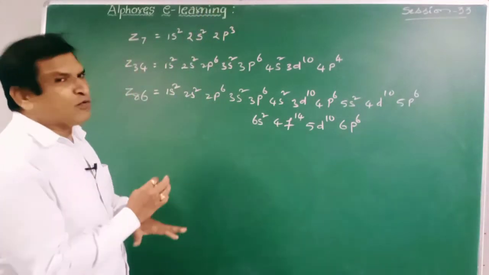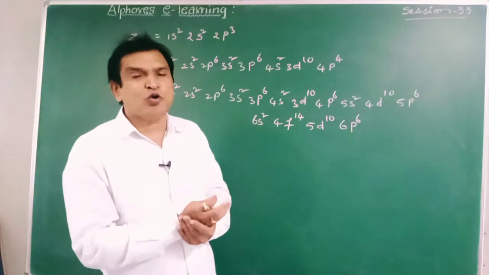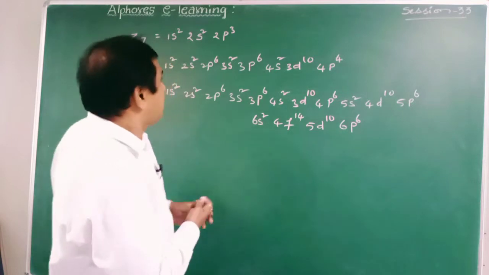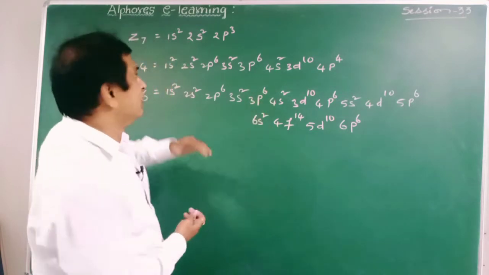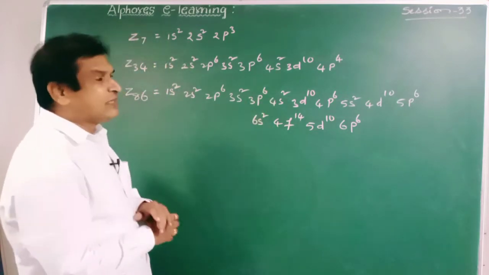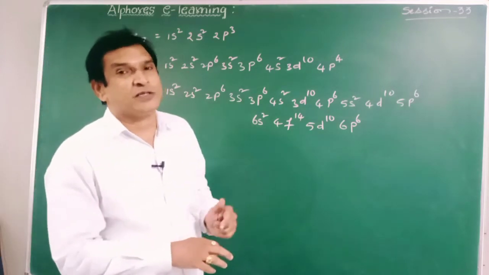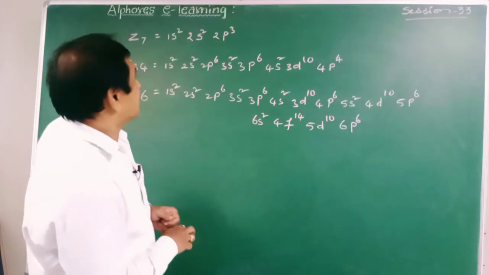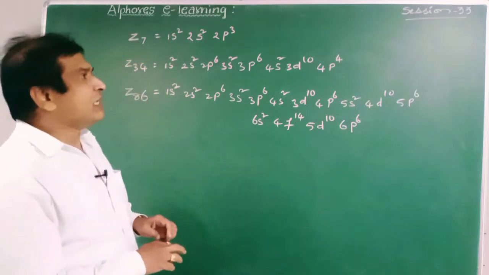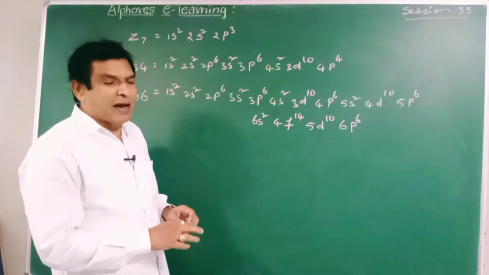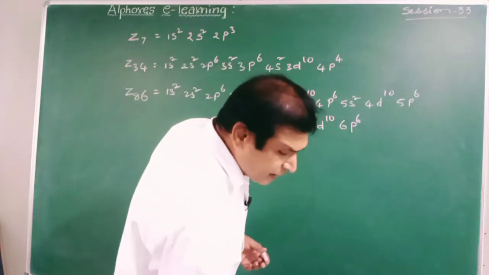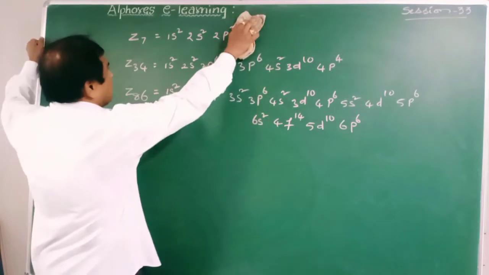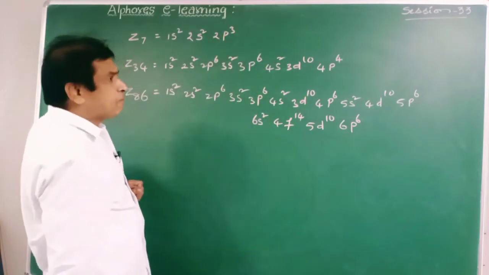So this is a way to write the electron configuration of elements. We just have to proceed according to the Aufbau principle. That is the importance of the Aufbau principle. Like this, you can write electron configurations of elements. The next concept in electron configuration is Hund's rule of maximum multiplicity. The Aufbau principle is completed.